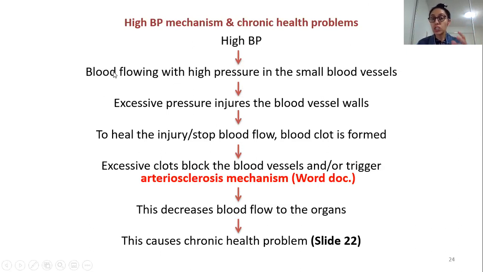You have blood flowing through your small blood vessels with very high pressure. It is just like the simple thing I taught you in grade school: when you have a hose pipe and you cover part of it, the water flows with a lot of pressure. So imagine that pressure in your delicate little blood vessels. It's not that level of pressure, but you can get the idea. This excessive pressure causes injury to the blood vessel.